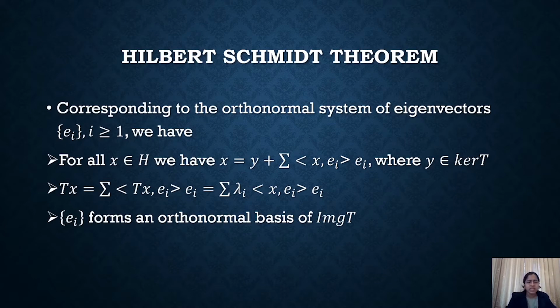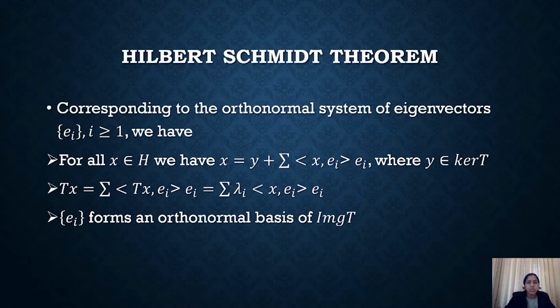Second, it is easily derived from the first point, that T(x) will be equal to Σ ⟨T(x), eᵢ⟩, which is further equal to Σ λᵢ⟨x, eᵢ⟩. And the third one is that this particular set actually forms an orthonormal basis of the image of T. So all these three are interlinked, so just keep in mind what we have to prove.